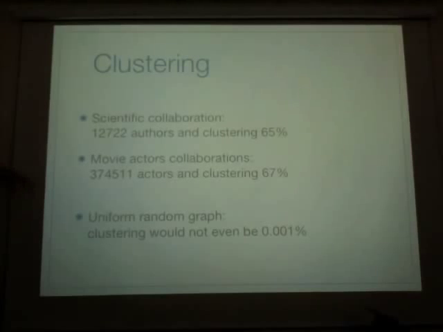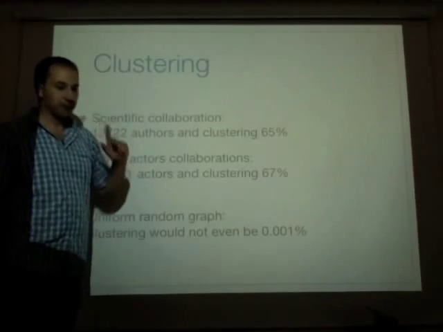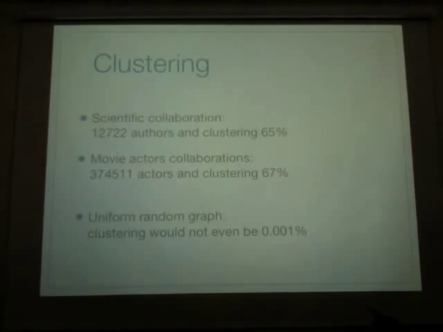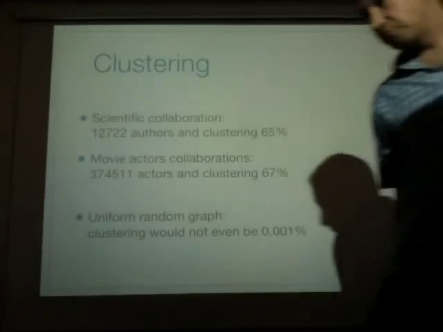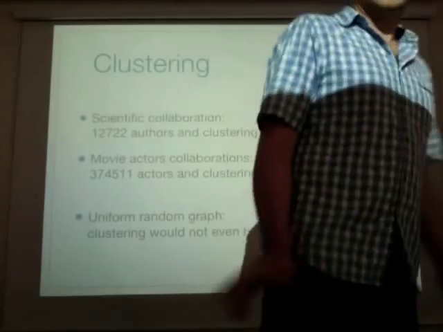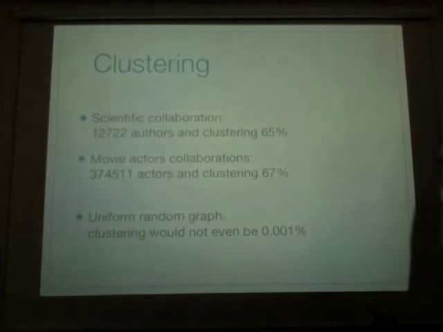If you look at, for instance, scientific collaboration, which is a specific case of friendship, you have 12,000 authors and a clustering coefficient of 65. Do you know what the clustering coefficient is? It's a statistical parameter invented by sociologists, and it's not clear whether it makes sense or not, but at least it tells you something about the graph structure.